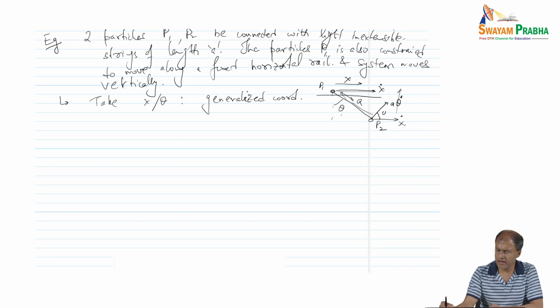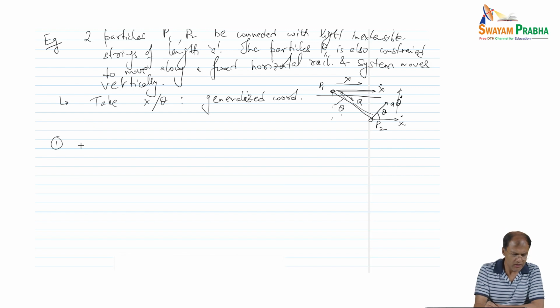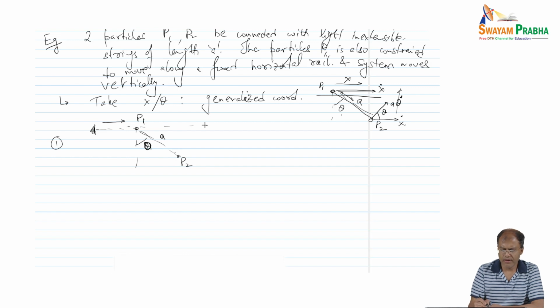So here with this geometry, we see that this is theta. So let us follow the step by step of drawing the velocity diagram. Step one: we fix the zero of the frame, and at any given time point we have particle 1, which is allowed to move horizontally, and particle 2, which is connected to particle 1. Since the system moves vertically, we have an angular velocity of particle 2 as well, and of course the length of the string is A.